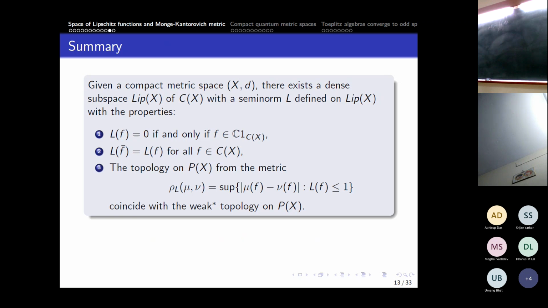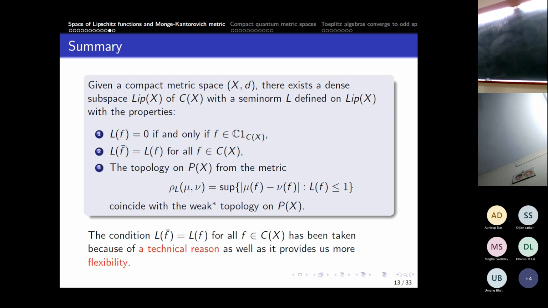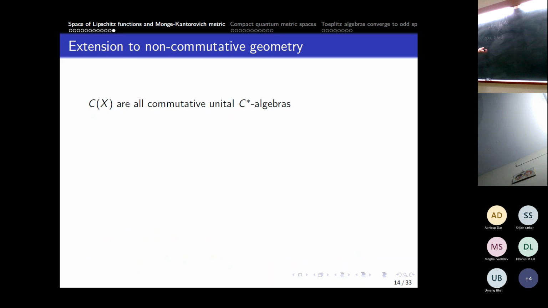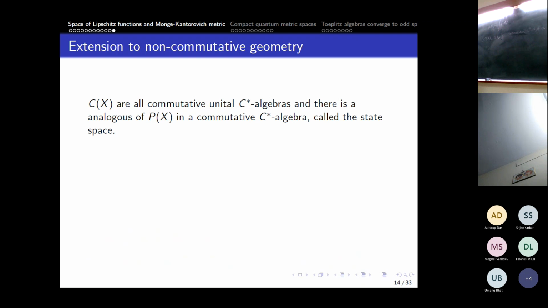And why did I use all these mu f notations? Because what are Cx with the infinity norm? We'll come to these in the next section on the compact quantum metric space, but I want to give an overview basically here. Cx with the infinity norm are what are called commutative C star algebras. And there is an analogue of the space of probability measures on any commutative C star algebra, what are called states. If you are not aware of these terms, don't worry, we'll come back to these in the next slide. We'll define all these terms.